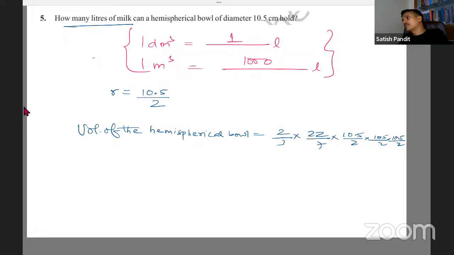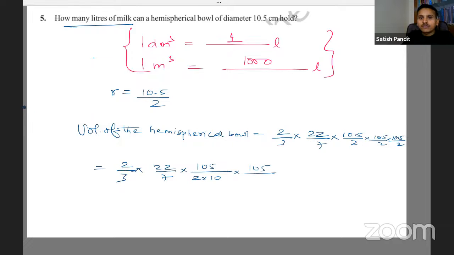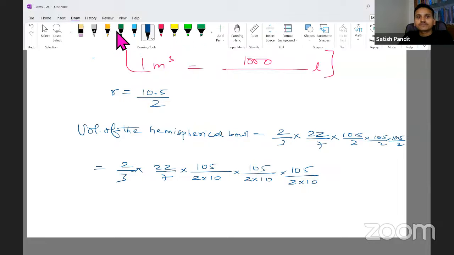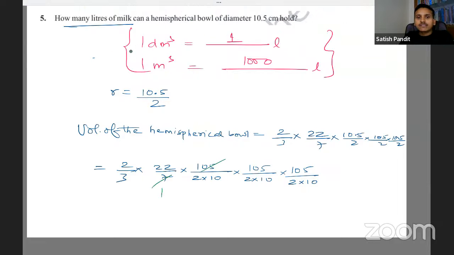Okay. So let us write this again. 2 by 3 into 22 by 7 into 105 by 2 into 105. Okay. Now let's simplify. See, 7 is a 7, 7 is 7, 7 5s are 35. 2 gets cancelled. See, 2 1s are 2, 2 1s are 2, 2 5s are 10, and this 5 will get cancelled. 5 3s are 15, 3 gets cancelled. Okay.